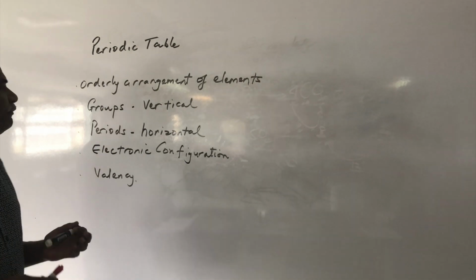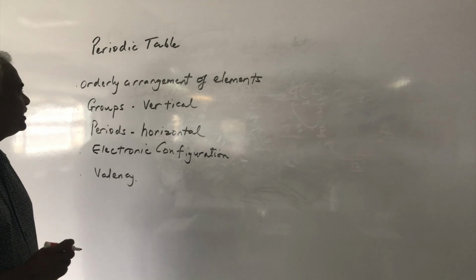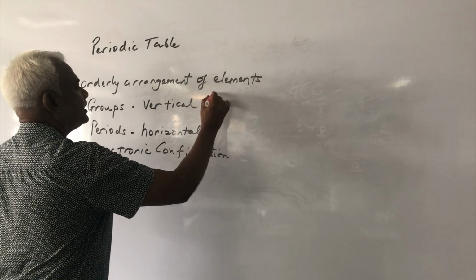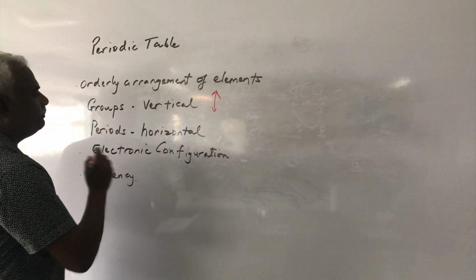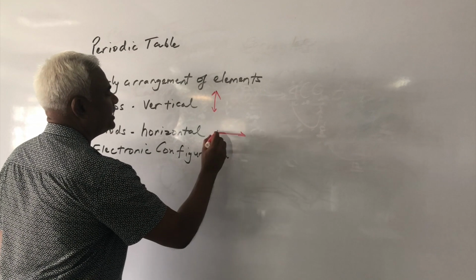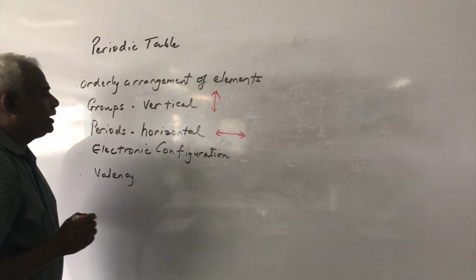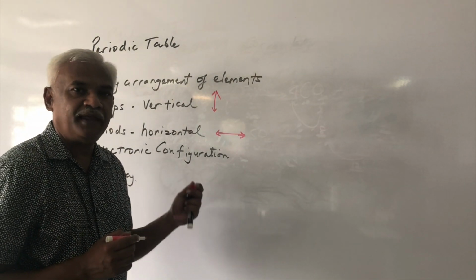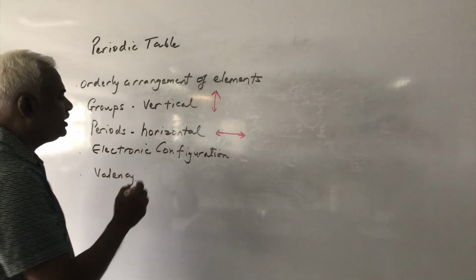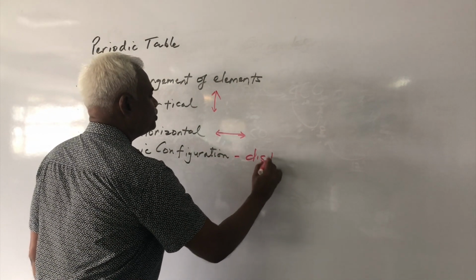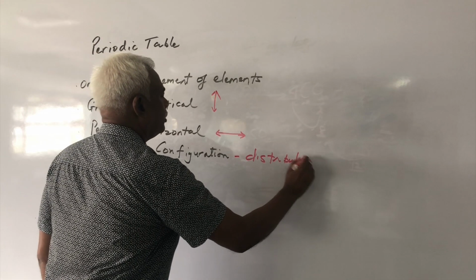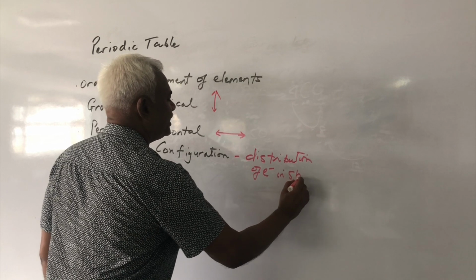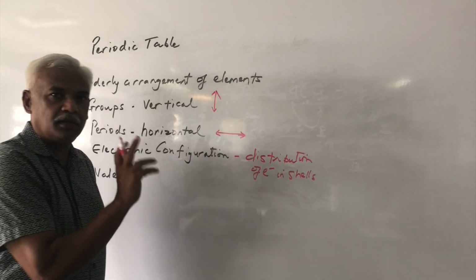The groups run vertically, while the periods run horizontally. The groups running vertically, like that. The periods run horizontally, like that. Okay? Now, the periodic table is based on the electronic configuration of an atom. As you recall, electronic configuration speaks of the distribution of electrons in shells. We'll review that in a little while.